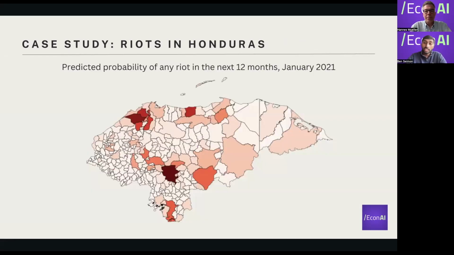So I'm going to walk through a little case study just to give a sense of how this might be used in practice. You're looking at Honduras. These are the admin 2 units for this country. The shading of red is the predicted probability of any riot in the next 12 months as at January 2021. So we're simulating the information set available to the policymaker at January 2021 and forecasting forward for the next 12 months. The deeper shades of red indicate a higher predicted probability. The lighter shades of red, a lower probability. So how would we use this in practice?